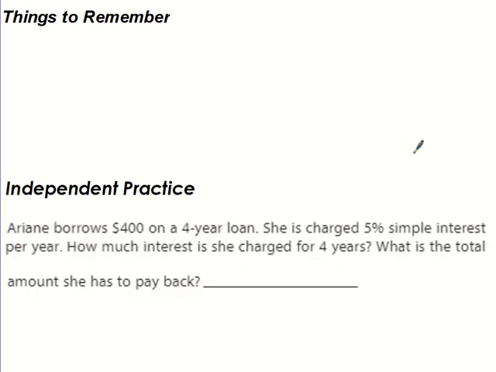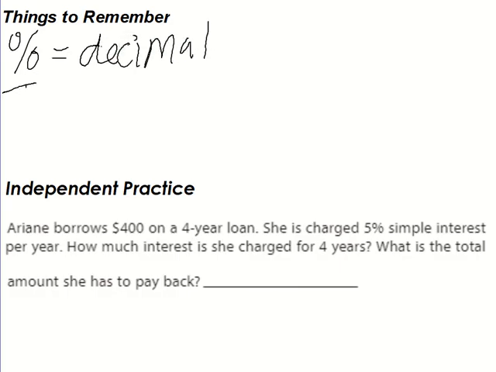Okay, so things to remember. Percentage needs to equal a decimal, and total will equal principal plus interest.